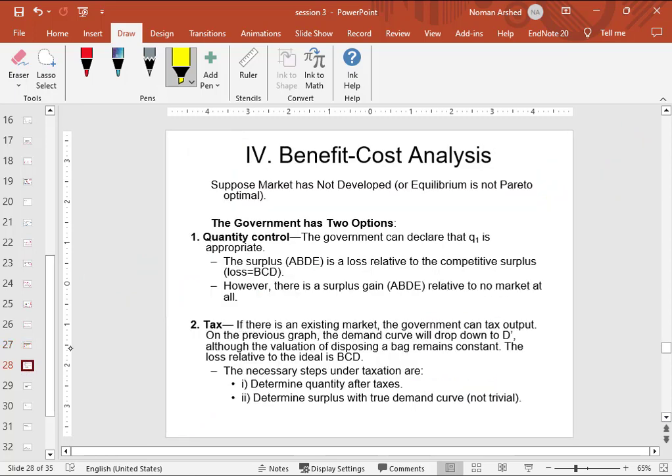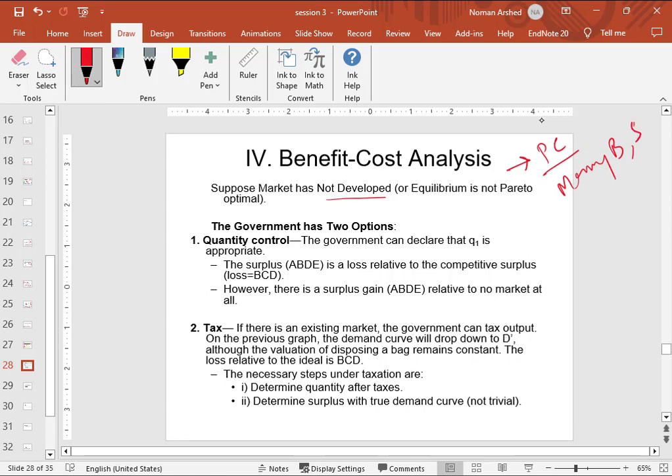The next slide. Suppose the market is not developed, meaning it is not a perfect equilibrium market. Market not developed means two things. Either it is not perfect competition. For perfect competition, we need many buyers and sellers. If the number of either is very few, then it means that it is not developed. Or in other words, the equilibrium that is formed is suboptimal.